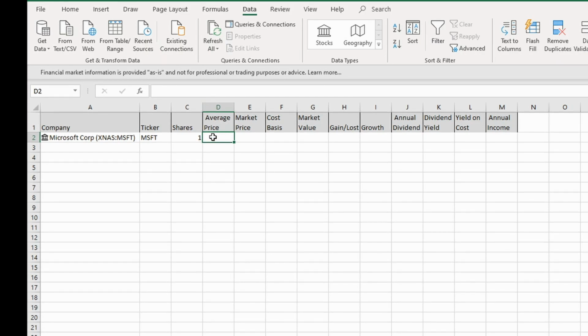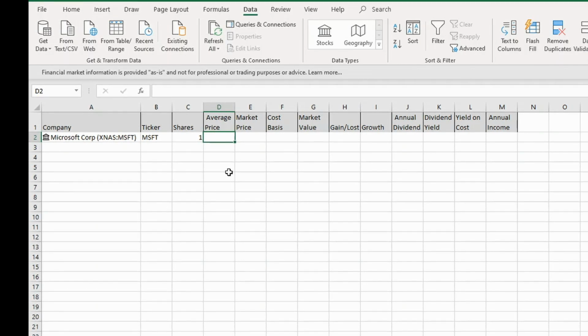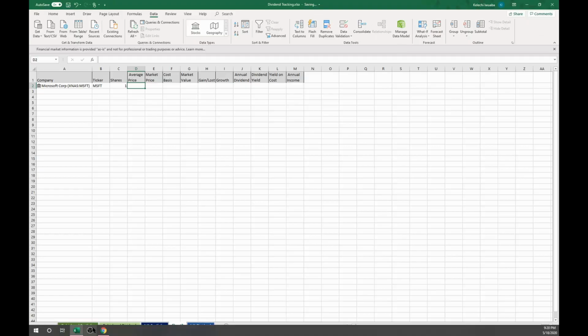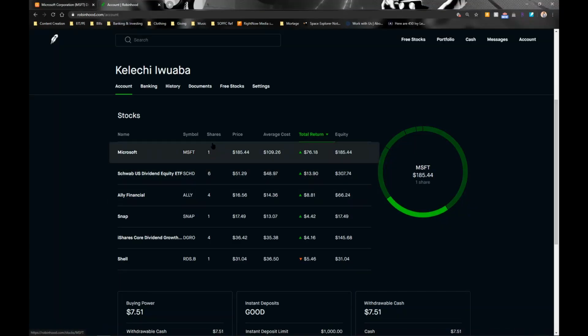Now this one, the average price, is the average cost that it has cost you to buy Microsoft. If I had bought more than one share of Microsoft, it might be a different price.